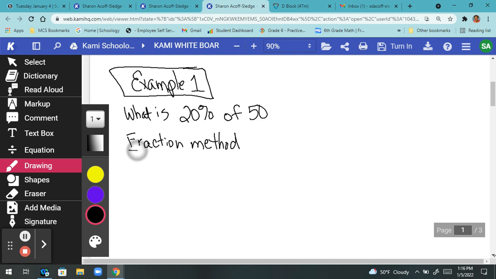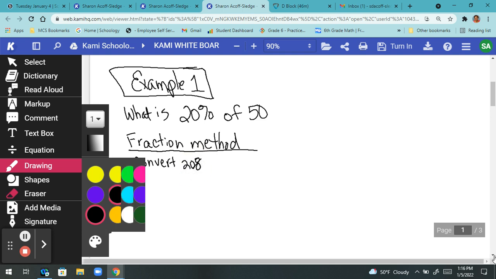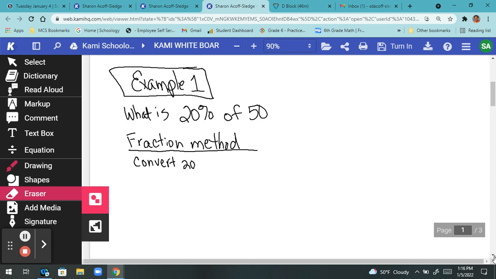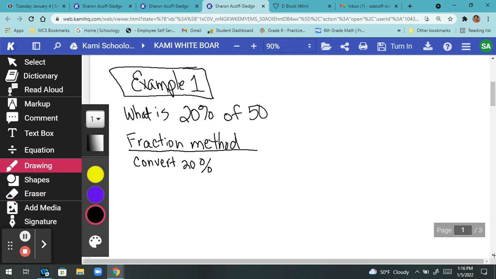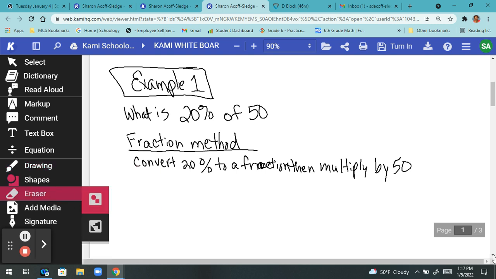I should have used my line paper so I wouldn't be all over the place. So my fraction method, I convert 20% to a fraction first. To a fraction. And then multiply by 50. So that's what I'm going to do. Am I going too fast? Okay. I felt like I was going too fast.